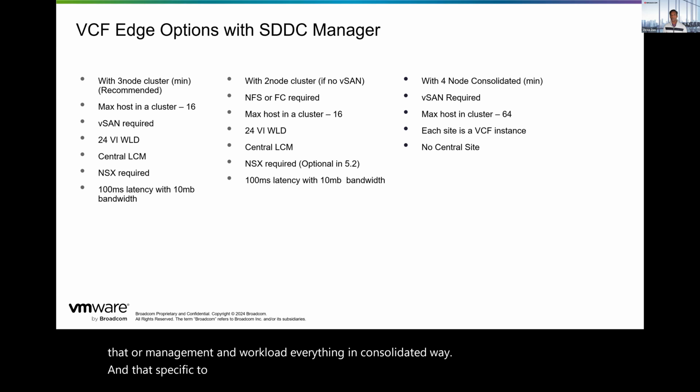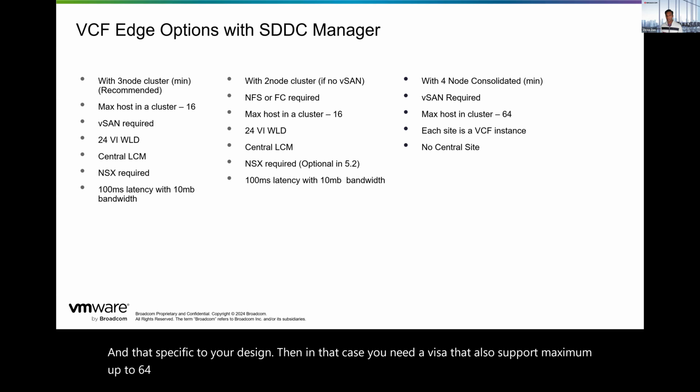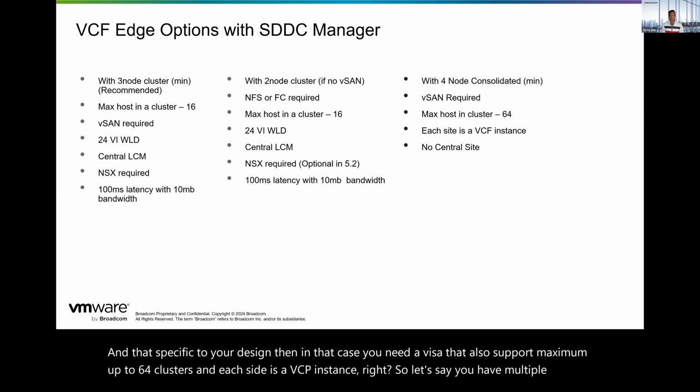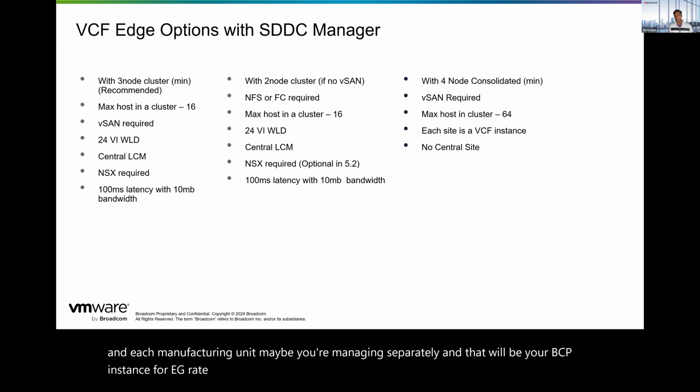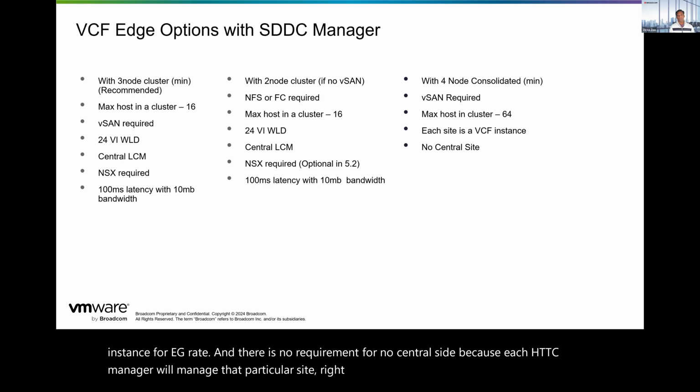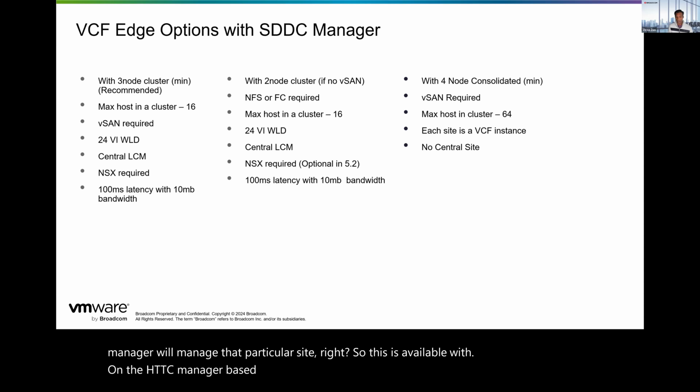Then in that case, you need a vSAN that also supports maximum up to 64 clusters, and each site is a VCF instance, right? So let's say you have multiple units, and each manufacturing unit maybe you're managing separately, and that will be your VCF instance for each unit. And there is no requirement for a central site because each SDDC Manager will manage that particular site, right? So this is available with the SDDC Manager based deployment if you want to do that, right?